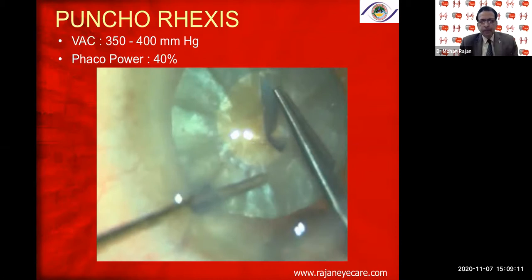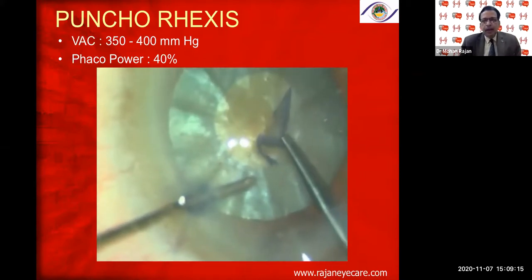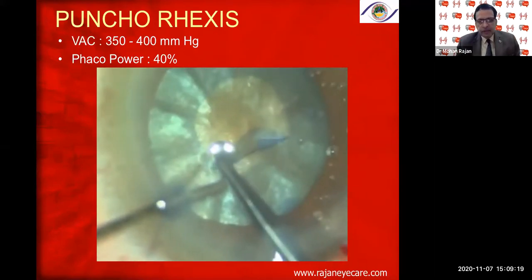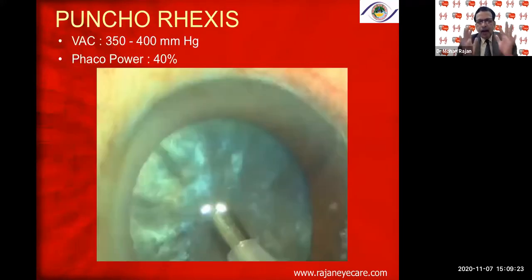These are the parameters I use when I do the punchorhexis. So this is the way you can manage this Argentina flag sign. As I told you, the take-home message is very, very clear. The take-home message is that if you have a very hard brown cataract and you lose the capsule, please convert, or you can get this nucleus up, depending on your experience, into the iris plane.